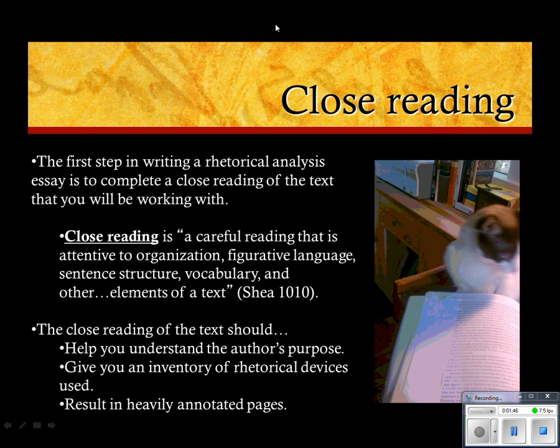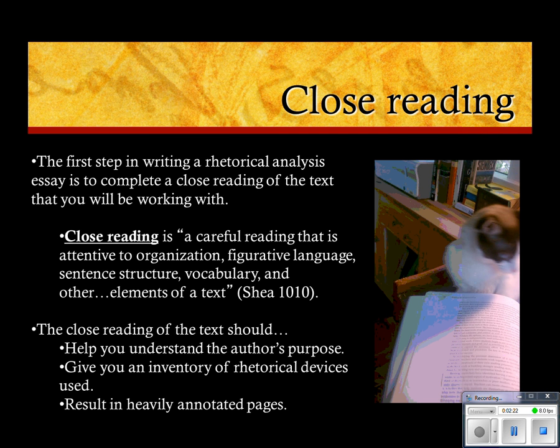So the first step in writing a rhetorical analysis essay is not actually writing, it is reading. A close reading is what an English scholar would call a careful reading, where you basically notice everything that you can. Any figurative language, the organization overall, sentence structure, vocabulary, anything that you can notice in a close reading is positive, because most of those things are there on purpose.